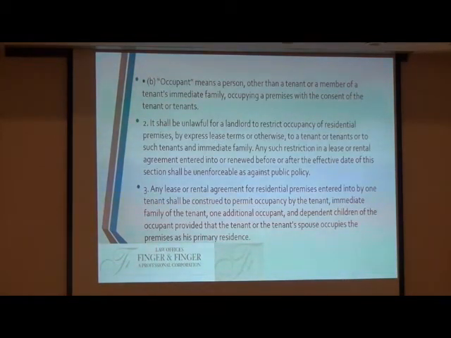So that's what that section is saying, and you have to read it with the next section too. Any lease or rental agreement for residential premises entered into by one tenant shall be construed to permit occupancy by the tenant, immediate family of the tenant, one additional occupant, and dependent children of the occupant, provided that the tenant or tenant's spouse occupies the premises as his primary residence. So what that says to us is, in essence, that if you are a tenant, you are entitled to have a roommate, and that roommate is entitled to reside there with that roommate's dependent children. So that's pretty much it right there in a nutshell. However, and we'll come back to this later, you're talking about one roommate.